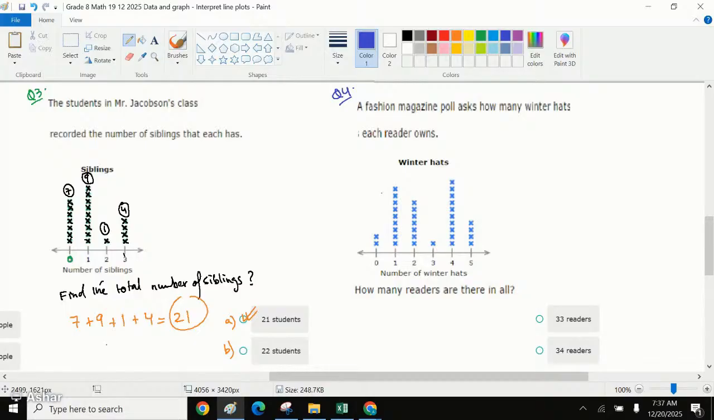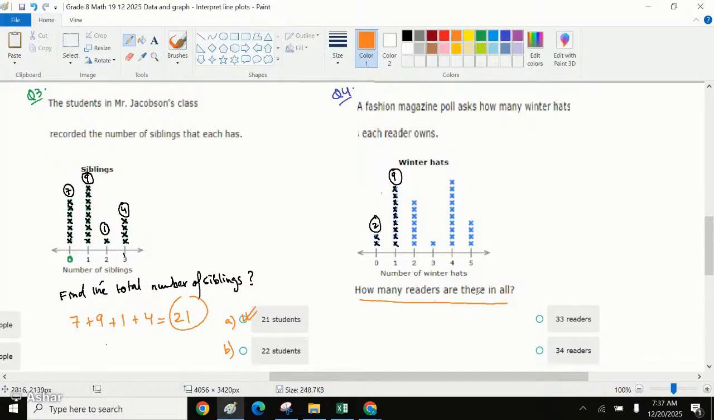So we can count these. No hats were owned by 2 people. One hat was owned by how many? 1, 2, 3, 4, 5, 6, 7, 8, and 9. You don't have to do this working unless and until you have read this question. I'm just trying to show you what we need to do.